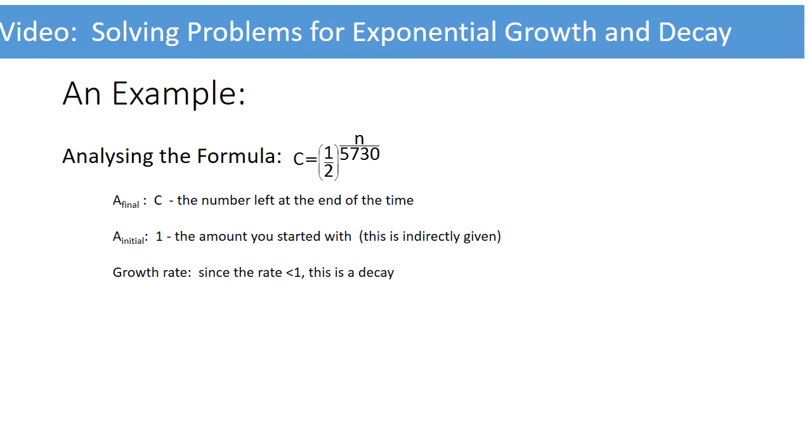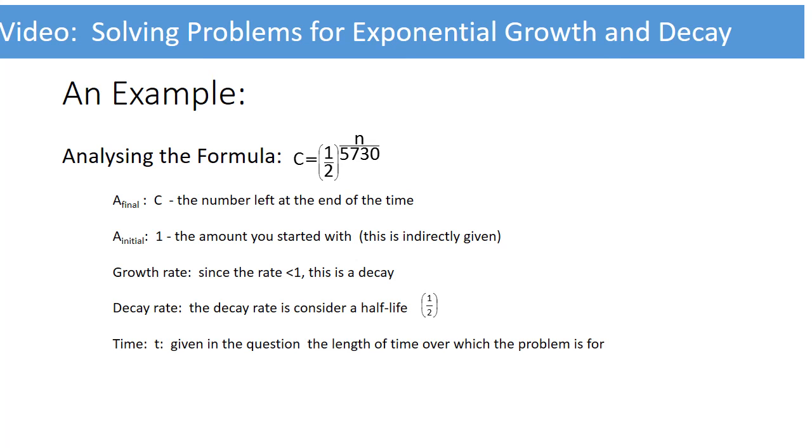The growth rate: since the rate is less than 1, this is a decay question. The decay rate is considered a half-life, 1/2. Time, given in the question, is the length of time over which the problem is for. The period of 1 half-life is 5,730 years. This means that after 1 half-life, 5,730 years, you have 50% of the carbon left if you started with 100%.